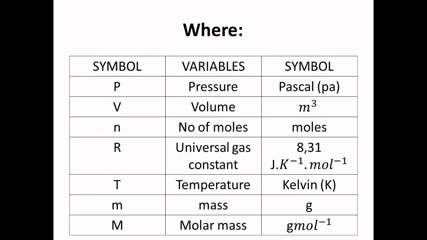So these quantities are as follows. P stands for pressure, which is measured in pascals. V stands for volume, which is measured in meter cubed. n stands for the number of moles, which is measured in moles. R stands for the universal gas constant, which is 8,31, measured in joules per Kelvin per mole. T stands for temperature, measured in Kelvin. Small letter m stands for mass, which is measured in grams. Capital letter M stands for molar mass, which is measured in grams per mole.